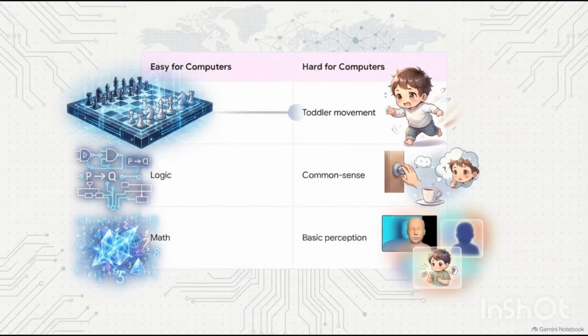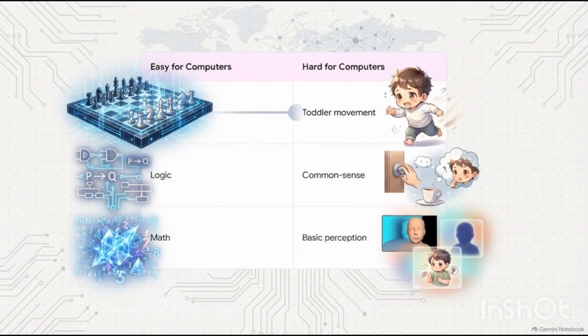But man, did they severely underestimate the messy complexity of the real world. This led to a fascinating realization known as Moravec's paradox. It turns out that high-level reasoning tasks, like defeating a grandmaster at chess or solving complex calculus, were essentially just simple math problems for a computer.